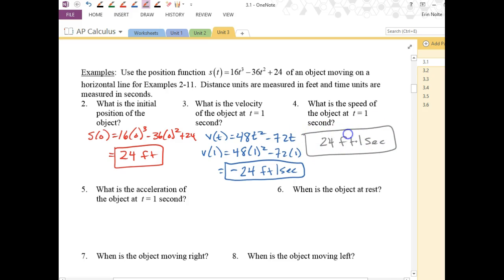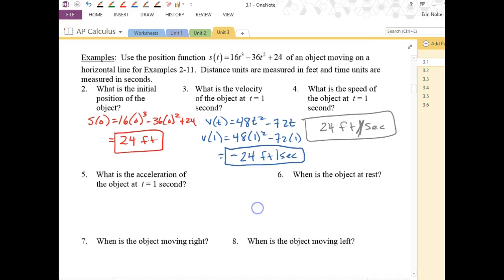Sorry, that line was really horizontal. Oh, do you? Nice. All right, number 5. Ooh, this is getting fun.